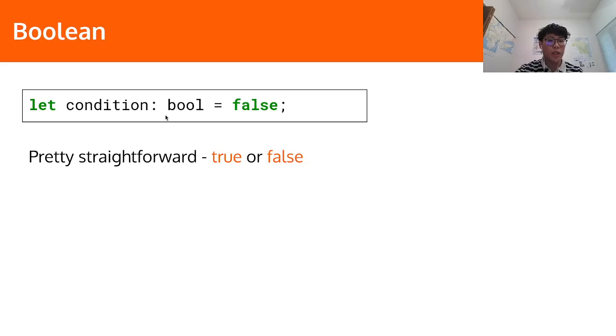Another type we have is booleans. This is the same in every language, I think. In Rust, it's just true or false. It's really straightforward. You don't need the declaration. I put it there just to be clear.